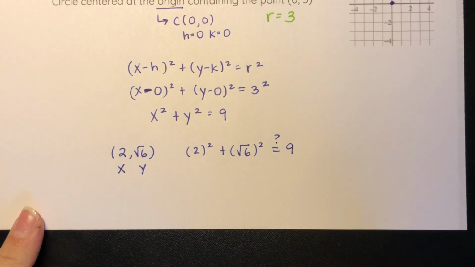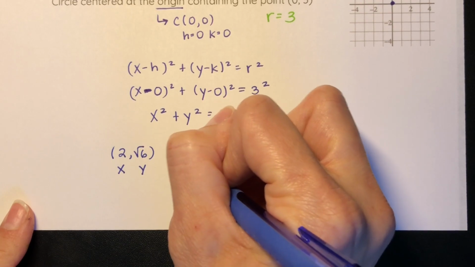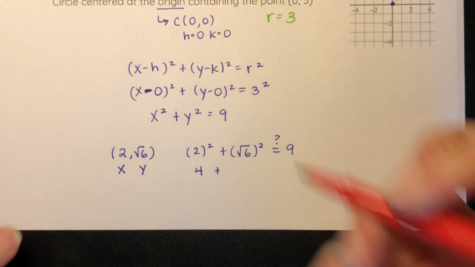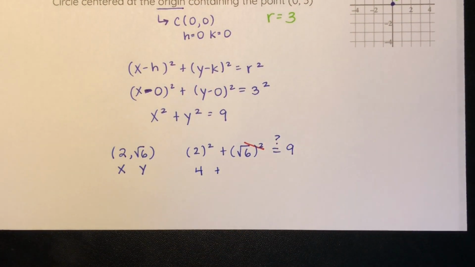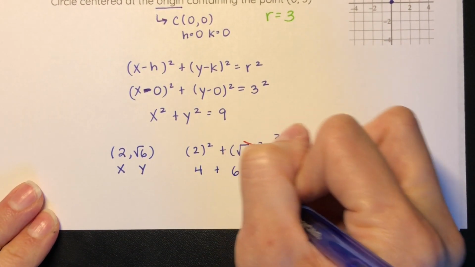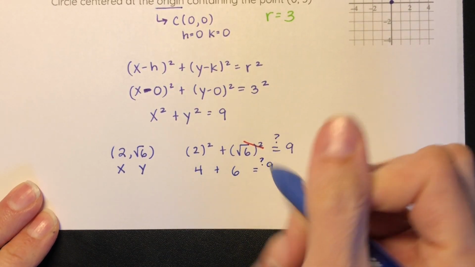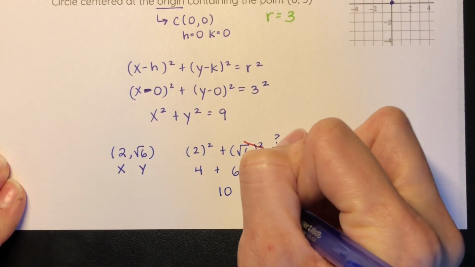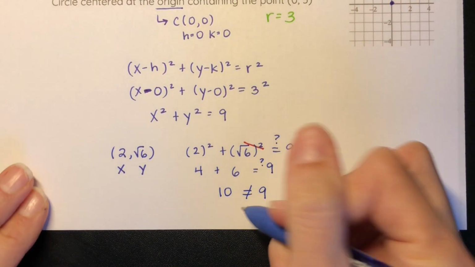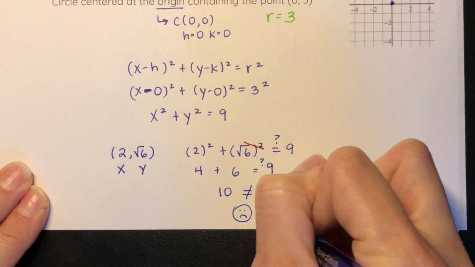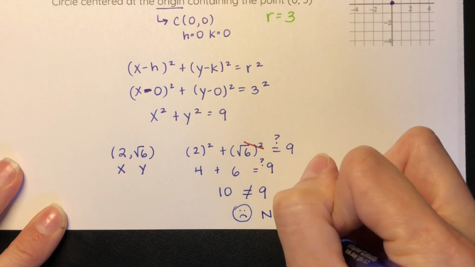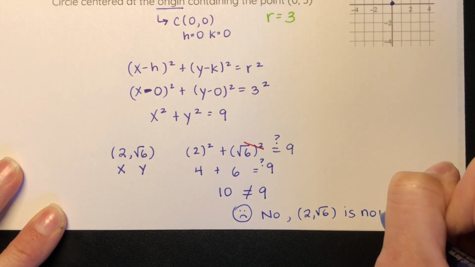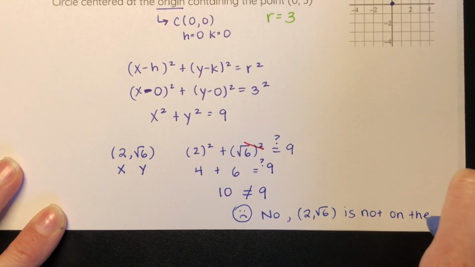So we have to just evaluate our left-hand side. 2 squared is 4. The square root of 6, remember that square root and the square cancel out. So we're left with just 6, and we're trying to figure out, does that equal 9? Unfortunately, we can see already, no, 10 does not equal 9. So no, this is not on the circle. So we say no, 2 root 6 is not on the circle.